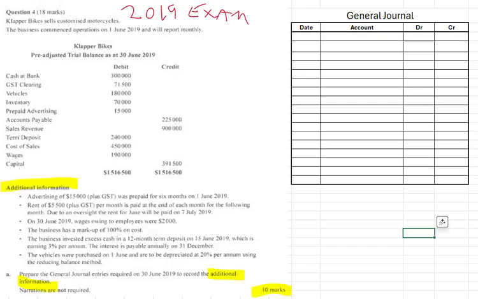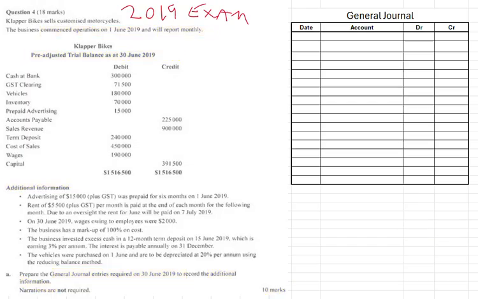We have dot pointed here. What we need to note, first of all, are the dates. So go back to the start of the question here. We've commenced operations at the start of June. We're reporting monthly, that's key. We've got a pre-adjusted trial balance 1 month later at the end of June. And we're doing our GJ entries at the 30th of June. So that's going to be our date for all of the entries we're going to have in our GJ.